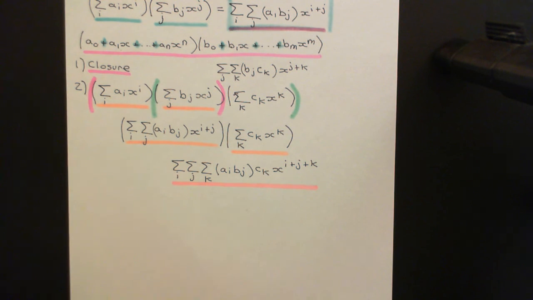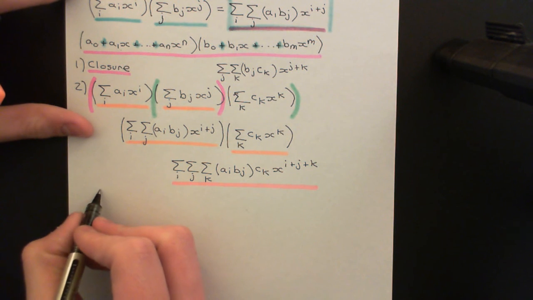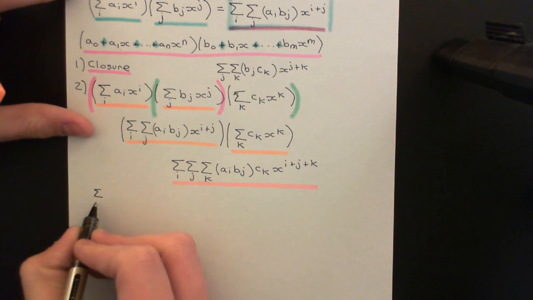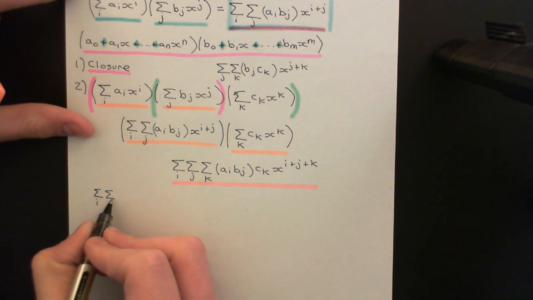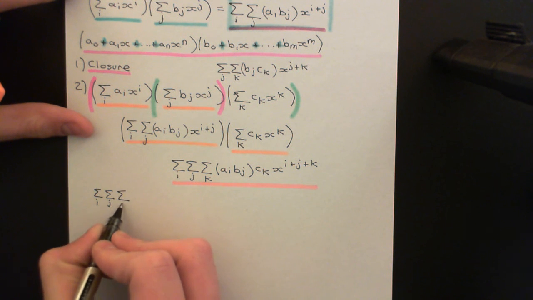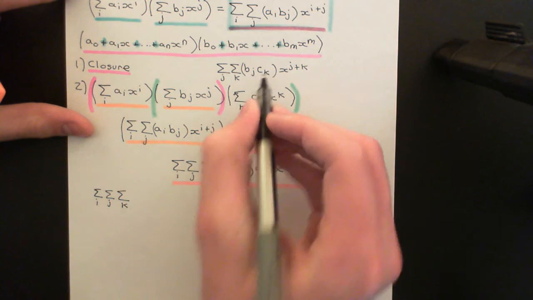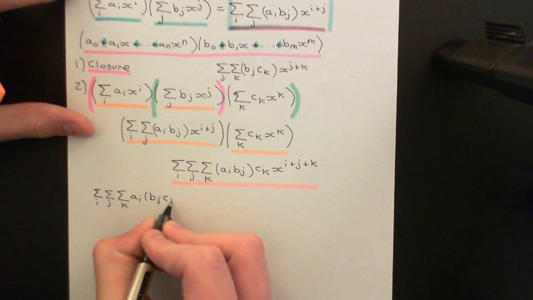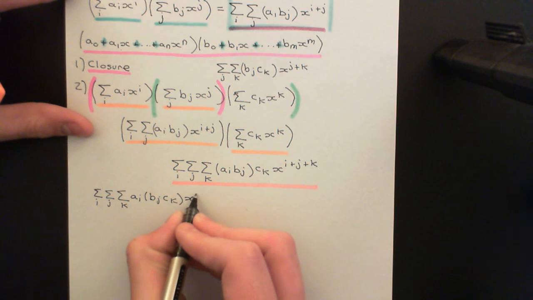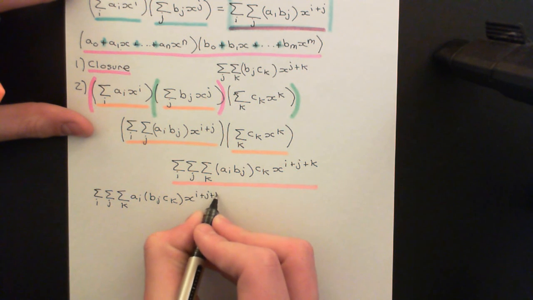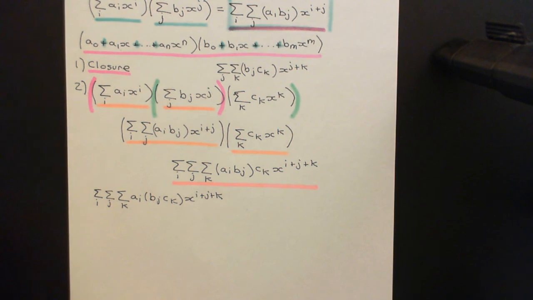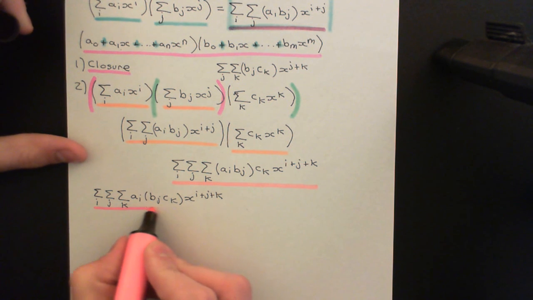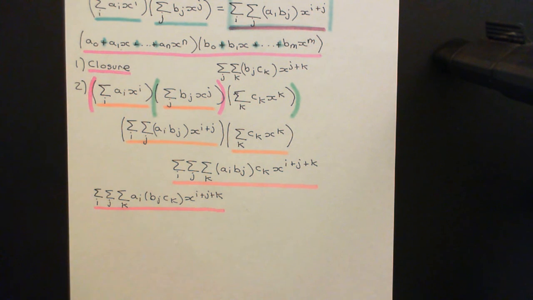And again, the final answer, what you'll get is the sum over i, the sum over j, the sum over k, and then you'll get, this time, a_i b_j c_k x^(i+j+k). So again, this is a great big sum involving loads of monomials being summed together using the addition rule that we have now defined on our ring of polynomials.